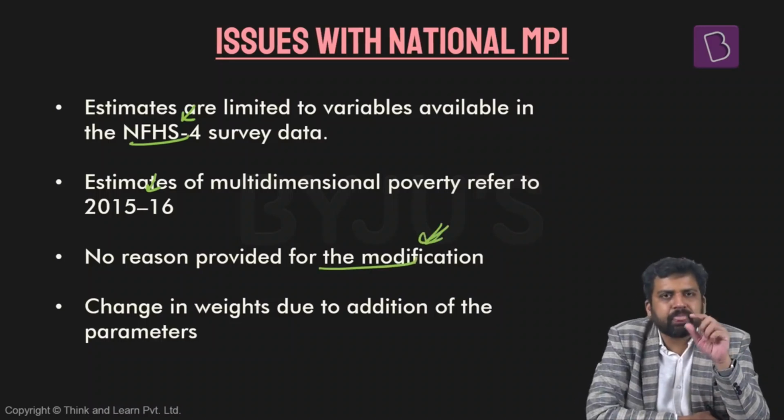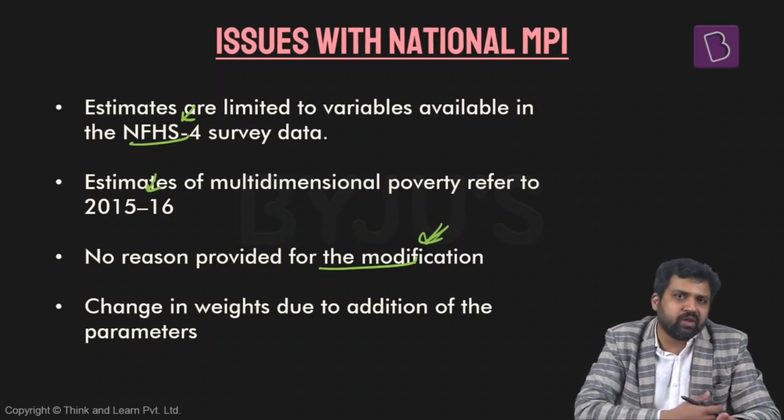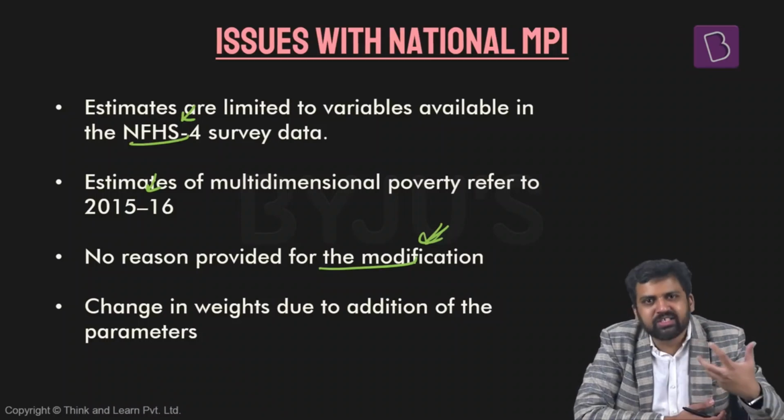Another issue is, see, why is Niti Aayog changing the parameters that Oxford Poverty and Development Initiative and UNDP are using? Ideally, there should be some explanation for it, but we don't have much explanation of this in the report as well or in the public forum. Right? So ideally, whenever you make modifications to some methodology, there should be some justification for it, right? And this justification should be clearly communicated.